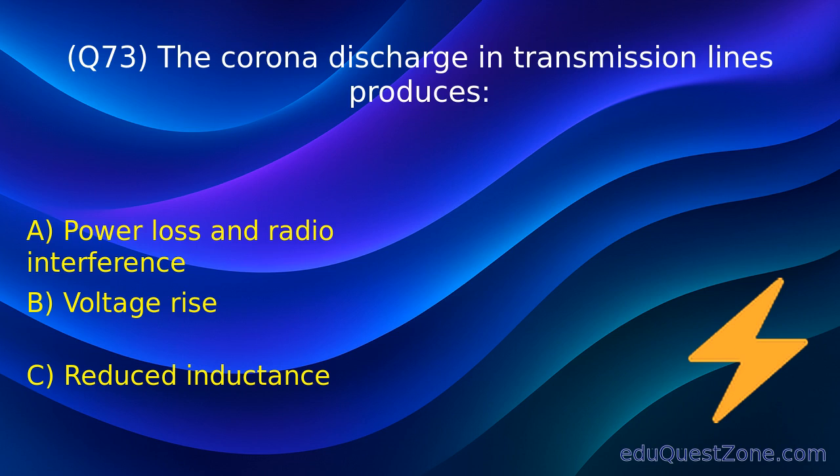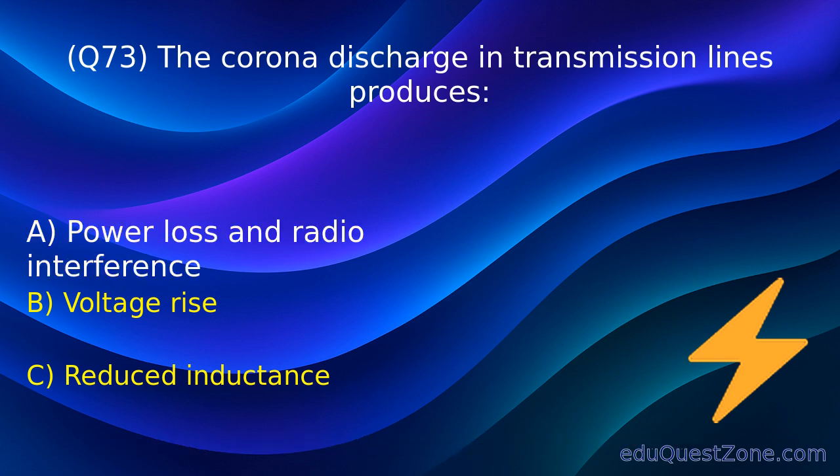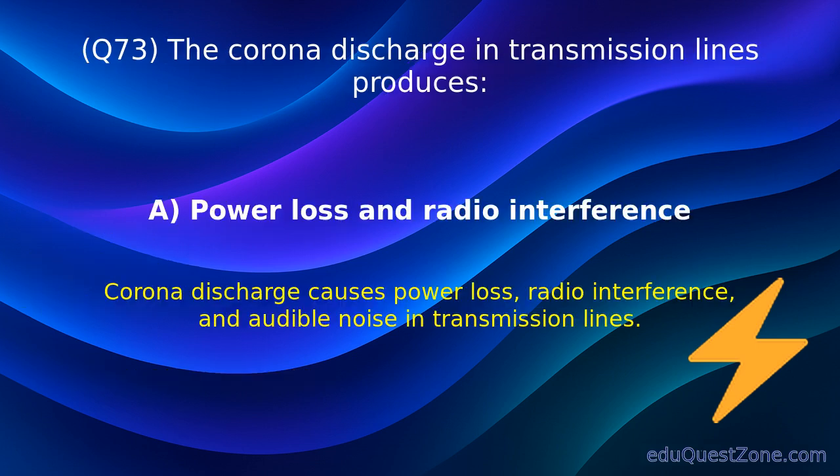Question 73. The corona discharge in transmission lines produces. Option A, power loss and radio interference. Corona discharge causes power loss and radio interference.